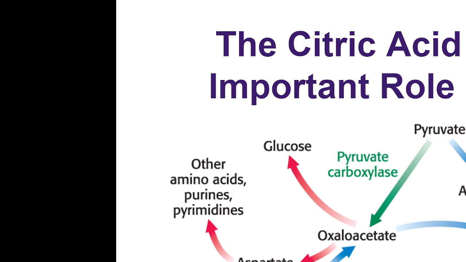This is the porphyrins right here, and the heme, and the chlorophyll. These are all derived from succinyl-CoA there. Oxaloacetate is going to go to aspartate. Other amino acids from that can go to purines, and this is actually where you start getting pyrimidines as well. And this right here, oxaloacetate, can go to glucose.